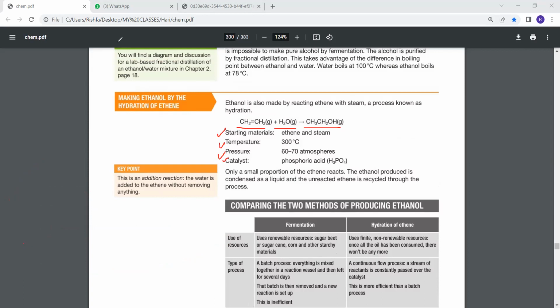You have to take that down. Yes, take it down. The H2O gas is steam, right? Yes, it's steam here. So write it as reacting with steam.